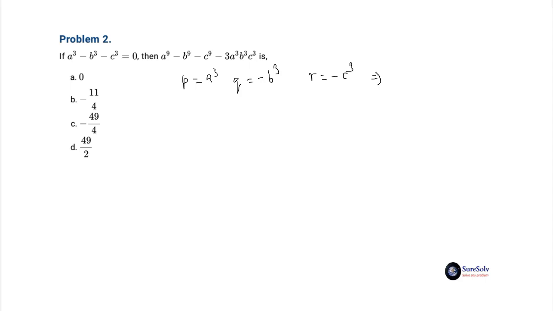so that p plus q plus r equal to 0. The given expression is transformed to p plus q plus r equal to 0. And the direct expression, p cube plus q cube plus r cube minus 3pqr. The result will be equal to 0. Option A 0. Solution very quick. Answer option A.